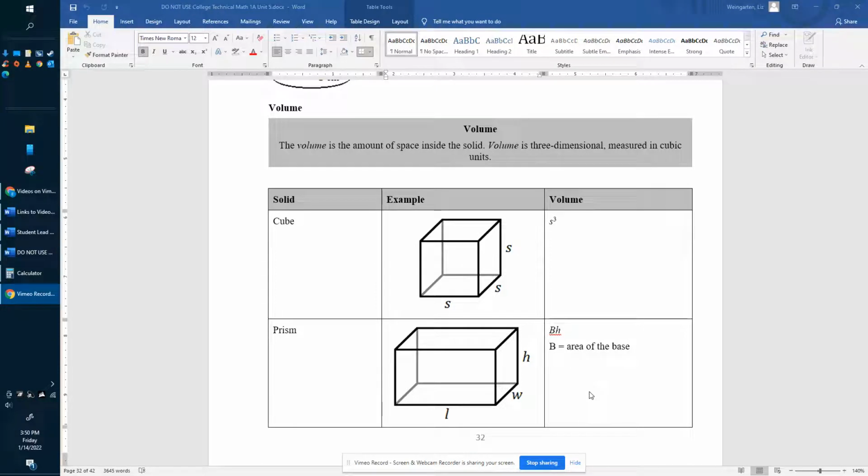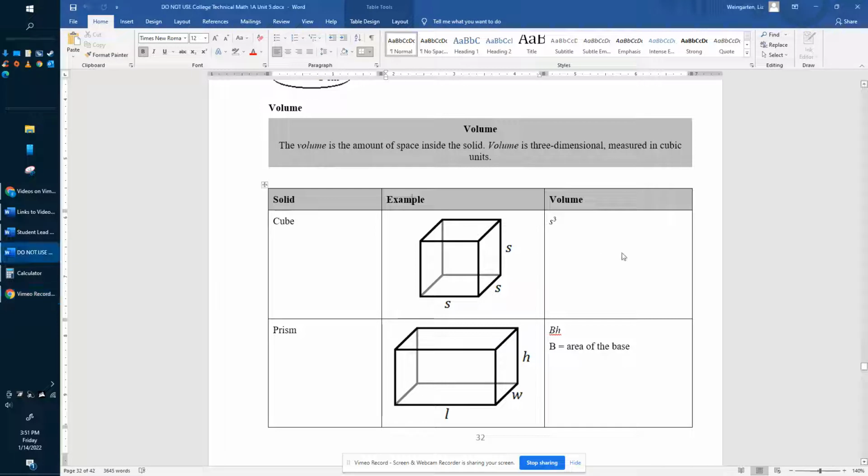In this video, we are going to start talking about the volume of solids. So when we're talking about volume, we are talking about cubic units. And volume is essentially, if you stuck a cube in a bathtub, the amount of water that was displaced in the bathtub.